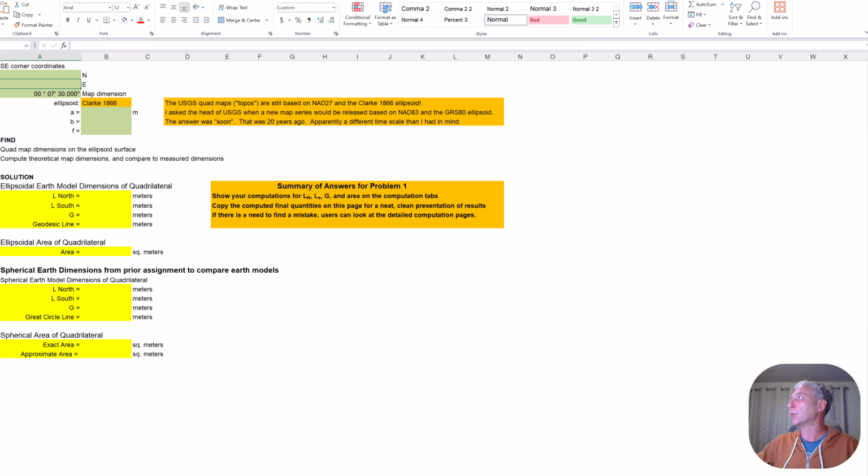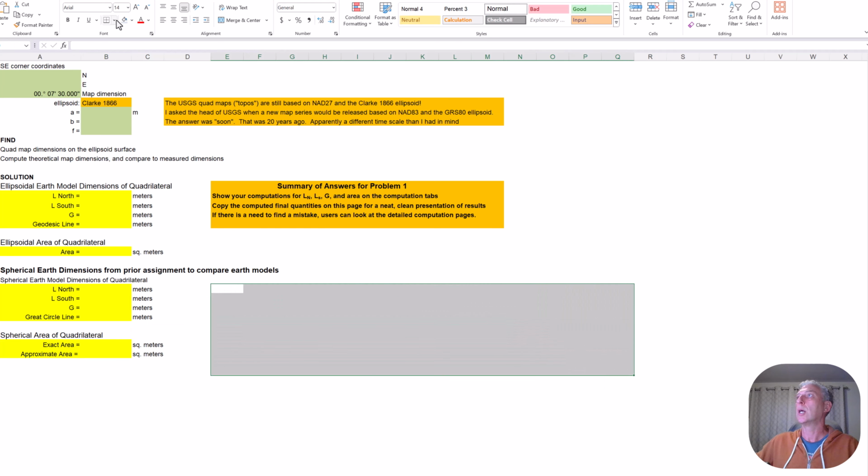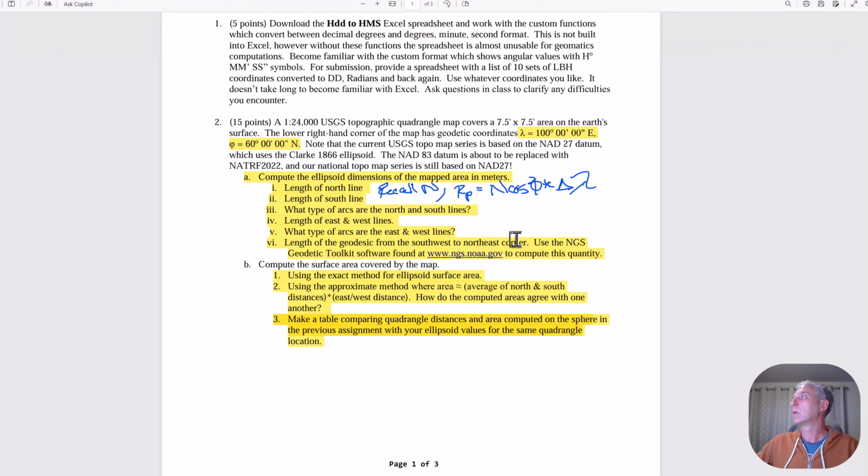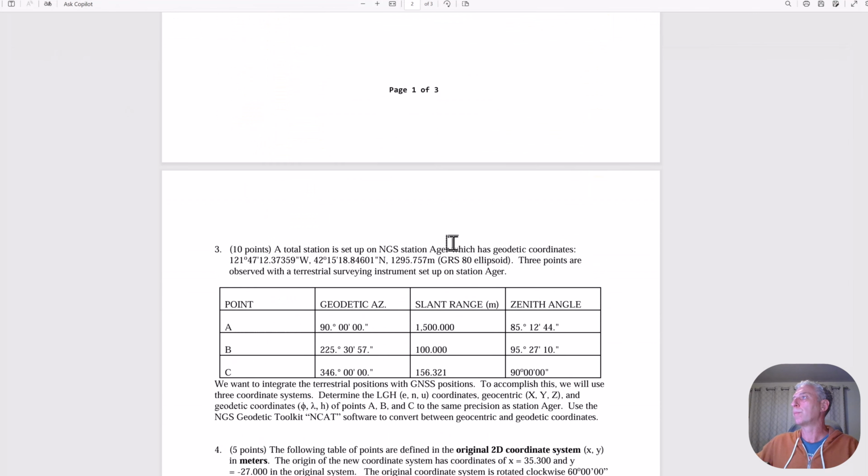So that's number 2. And then you have the spherical Earth model, and then what you'll do is you'll build a table that will compare them. Like I said, I like to show a relative error column. So anyway, there's the template. All right, so that's problem 2.